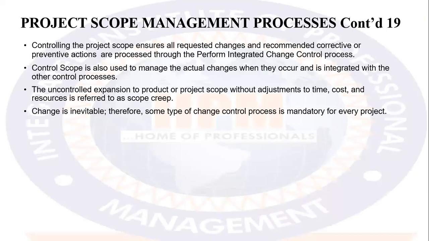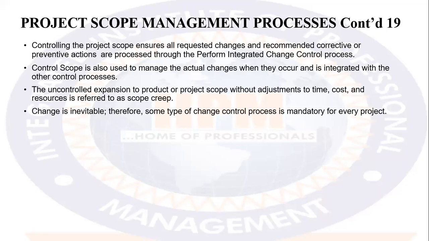Controlling the project scope ensures all requested changes and recommended corrective or preventive actions are processed through the perform integrated change control process. Control scope is also used to manage the actual changes when they occur and is integrated with the other control processes. The uncontrolled expansion to product or project scope without adjustment to time, cost, and resources is referred to as scope creep. Please, if you need to underline that, kindly do so.